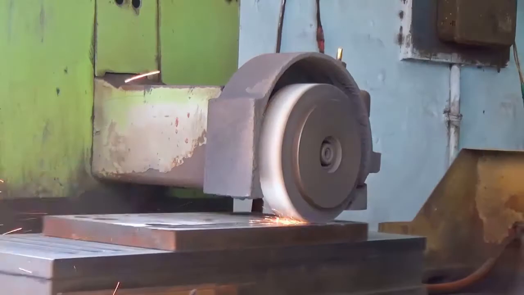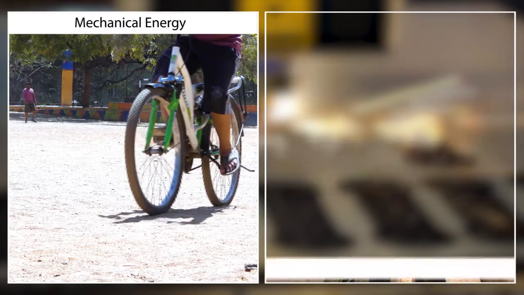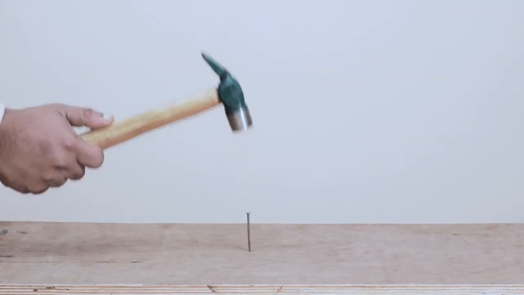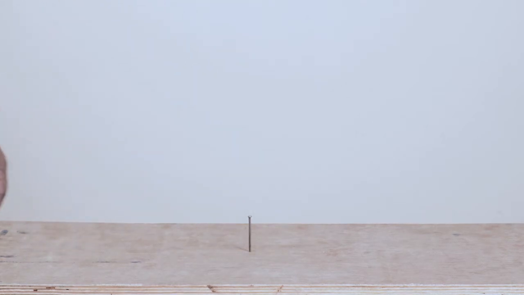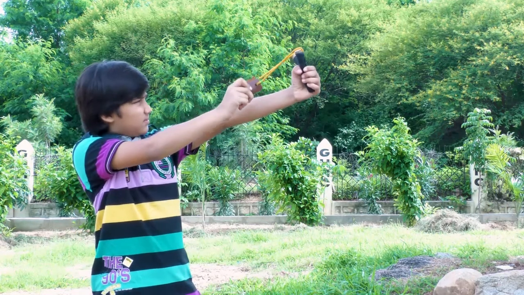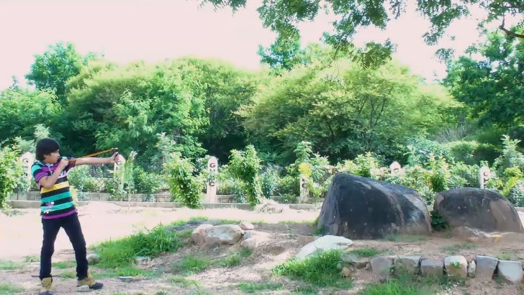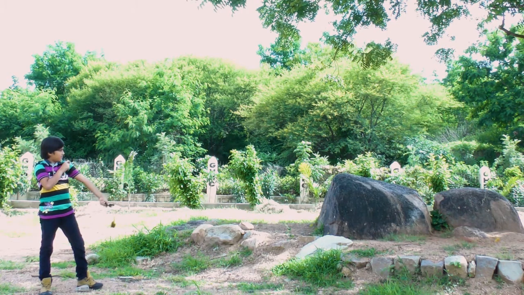Let us now learn about two forms of energy, mechanical and heat. Mechanical energy is a form of energy that gives an object the ability to do work. When the rubber of a catapult with a stone in it is stretched and released, the stone gets displaced from the rubber. Here, work is done as the stone gets displaced.